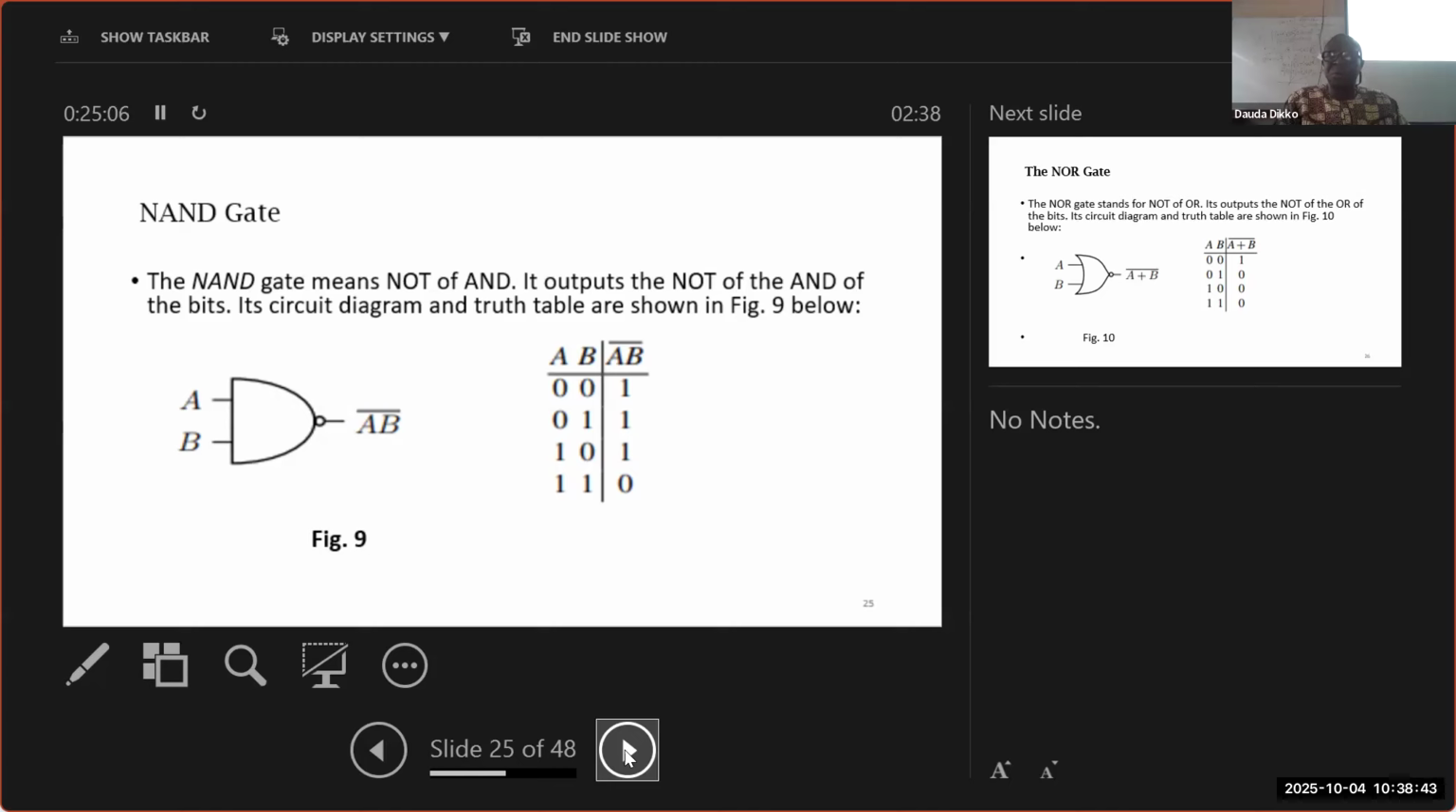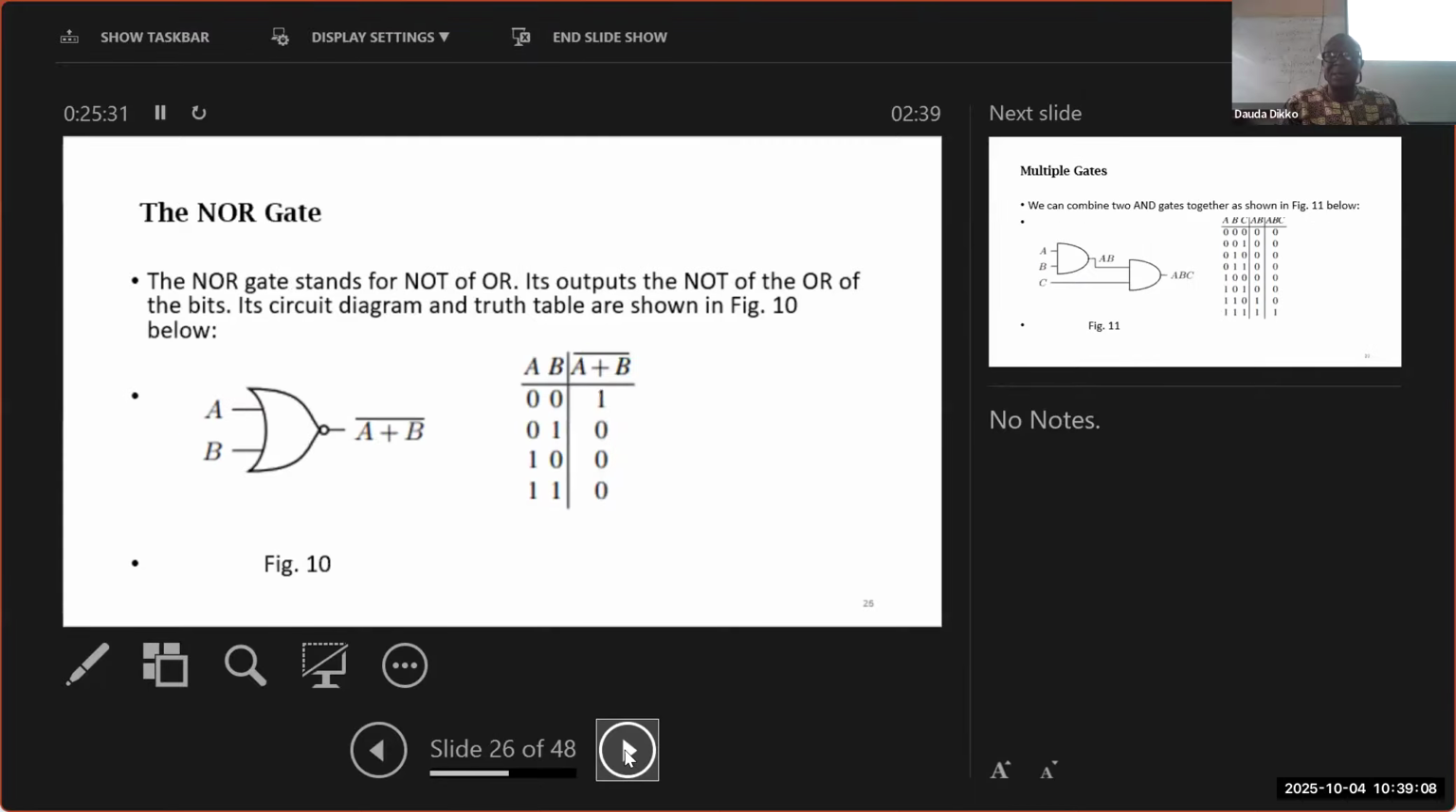So for AB, if you have 0, 0, then the NAND gate output is 1. If you have 0, 1, the NAND gate is 1. If you have 1, 0, the NAND gate is 1. Then if you have 1, 1, the NAND gate is 0. So it's negating the AND gate.